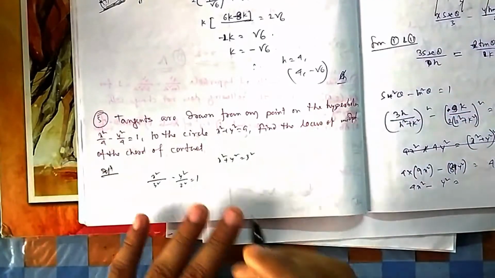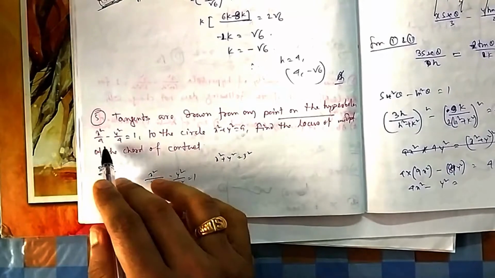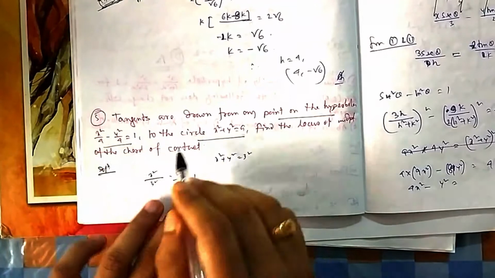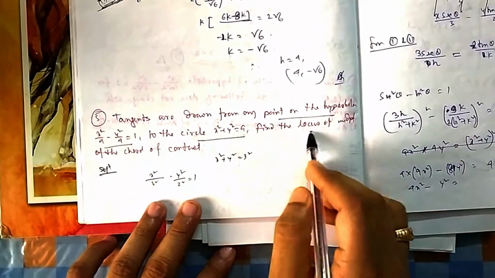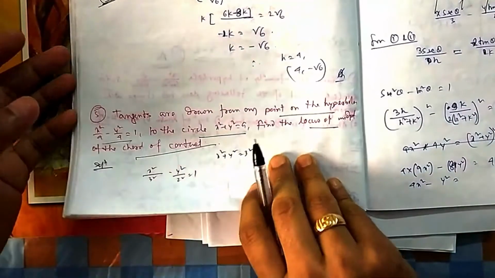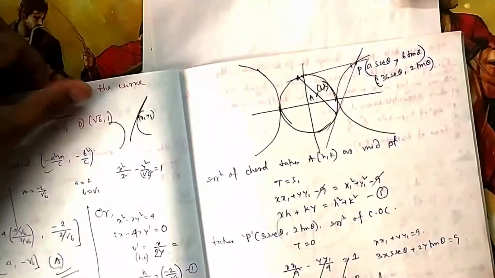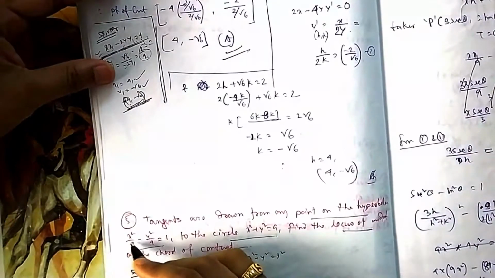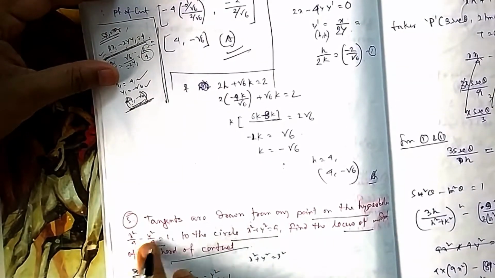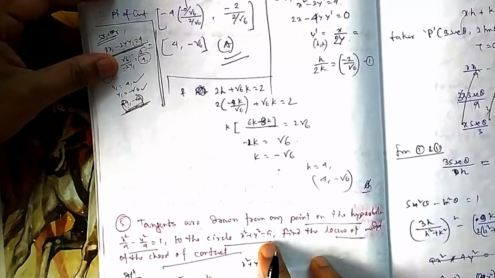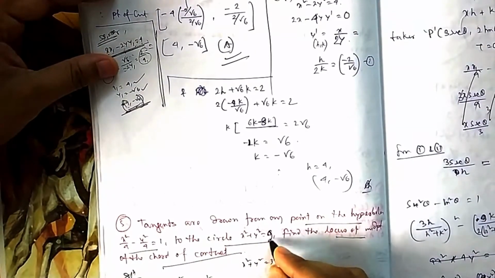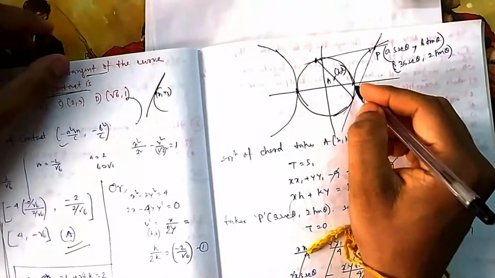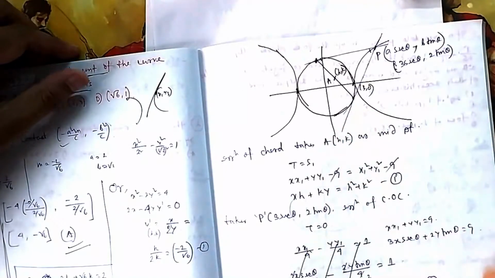Now if you come to question number 5, tangents are drawn from any point on this hyperbola to this circle. So from a point on the hyperbola, you have drawn tangents to the circle. Find the locus of the midpoint of the chord of contact. Suppose this is the hyperbola, which I have drawn symmetrical because it is of this format. Your transverse axis is the x-axis because minus is in front of y. This is 9, which means 3, radius is 3. This is also 9, so the vertex is 3, 0. So this point is 3, 0, that's why they are touching each other.